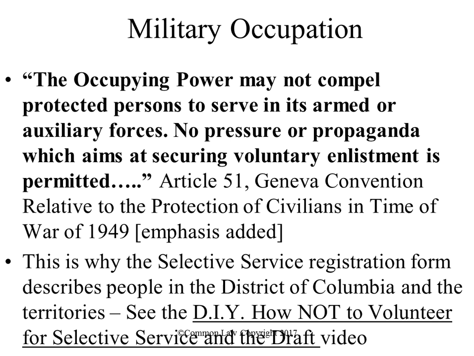The occupying power may not compel protected persons to serve in its armed or auxiliary forces. No pressure or propaganda which aims at securing voluntary enlistment is permitted. And that's Article 51. Now, this is why the Selective Service Registration Form describes people in the District of Columbia and the territories. If you read it and look at all the little stars and asterisks and then look at the real fine print, you'll see that the only people that are required to register for the Selective Service are people in the District of Columbia and the territories. See my do-it-yourself video on how not to volunteer for the Selective Service in the draft.